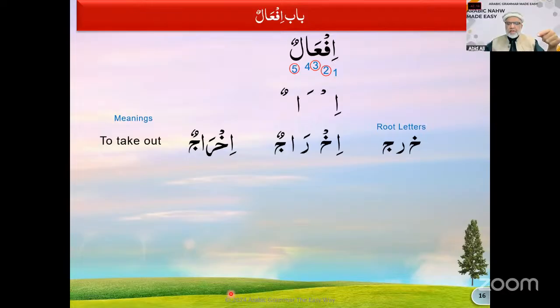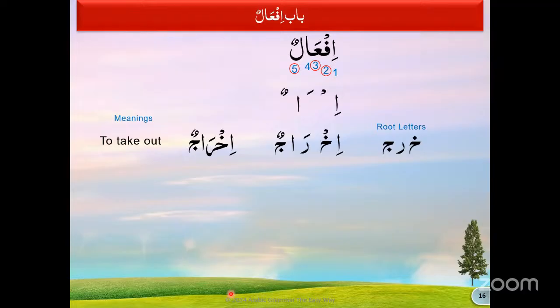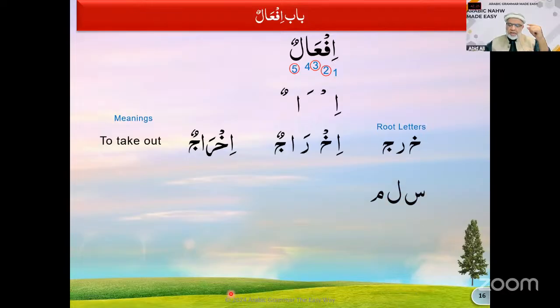Complete your sentence. So, get out is to go yourself. Yes. And take out is somebody else. You need an object with ikhraj. Yes. Okay. With seen, lam, and mim, this should be no surprise. It's Islamun. So the word Islam is on the pattern of Bab If'āl.